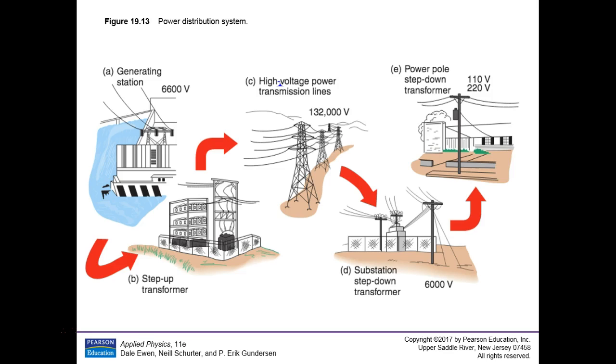That last little transformer up there on the power pole just before it goes to your house steps it down again to about 110 volts for your regular current, 220 for your high energy, high heat type things like hot water heaters, air conditioning systems, range, clothes dryer, anything like that, that gets 220. Your regular stuff gets 110.